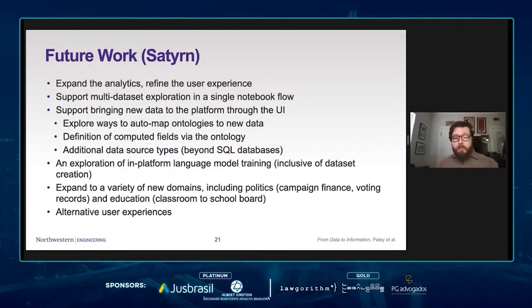In-platform language modeling, language model training, which we'll get into in future publications, as well as expanding the purview. So we're bringing this to political data right now. We're looking at bringing it to education-related data and alternative user experiences.